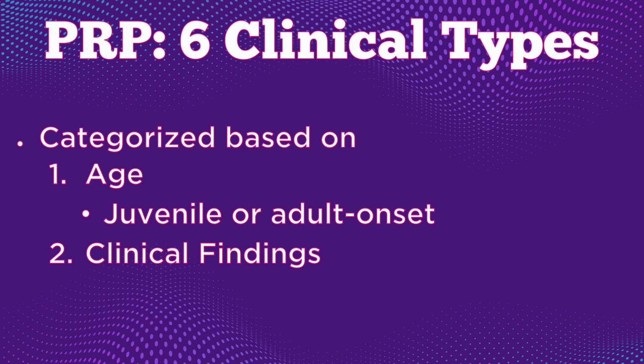So, what are the 6 types of PRP? They are categorized according to 2 factors. 1, the age of the patient, with either juvenile or adult onset, and 2, the clinical findings.